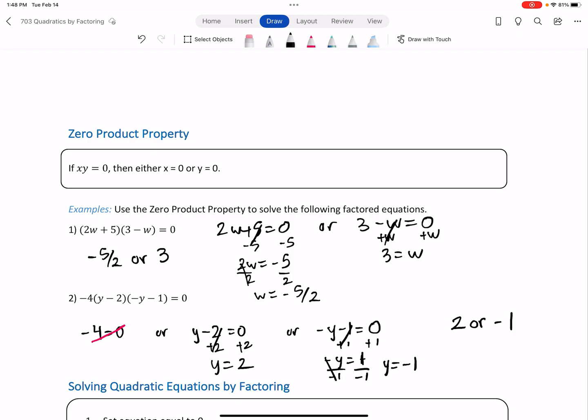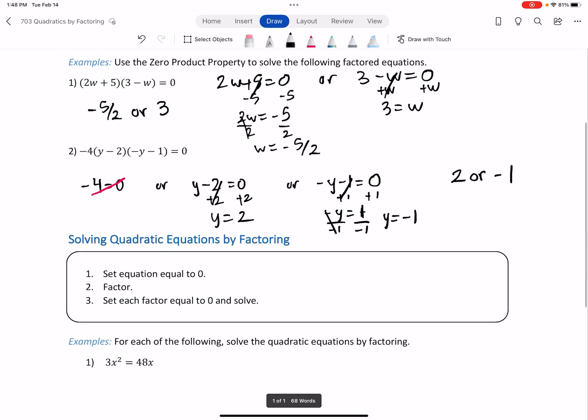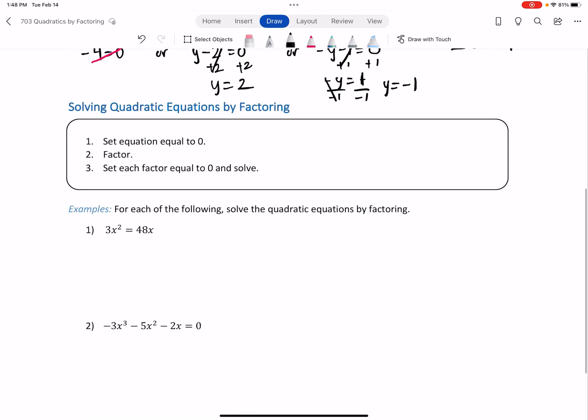So how do I use that? Well, I use that by solving equations with factoring. So I'm going to do a quadratic. I'm going to factor it using all those methods we practiced earlier, and I'm going to have it equal to 0. So then I can set each factor to 0, and I'm good to go. So solve each of the quadratic equations by factoring. Remember, the zero product property only works when things are equal to 0, so you have to start by making it equal to 0. To do that, I can subtract 48x from both sides.